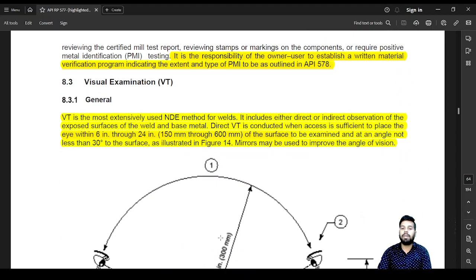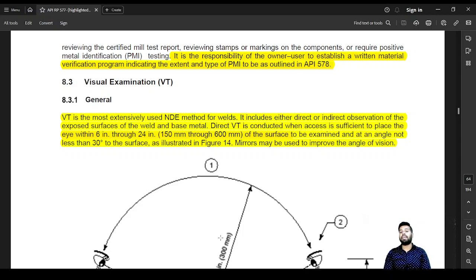So we have seen that in most cases visual examination is going to be the primary testing method that we are going to apply. The reason is that visual testing is much easier to perform. For visual testing, you do not require any special equipment, you just require some gauges and an experienced inspector. Obviously, we'll talk about all of these NDT methods in greater detail when we talk about ASME Section 5, but still some ideas given here. VT is the most extensively used non-destructive examination method for welds.